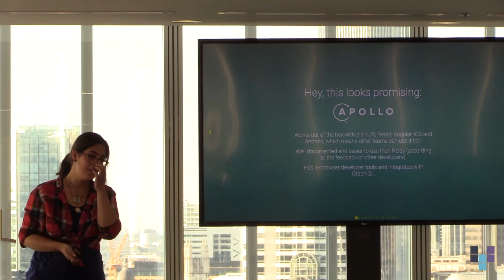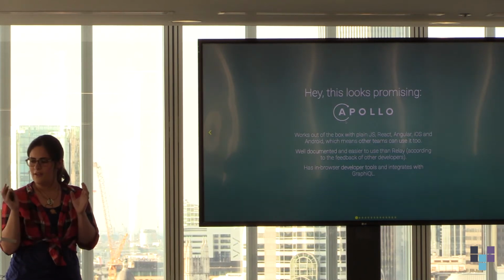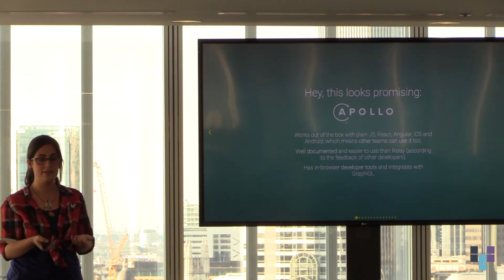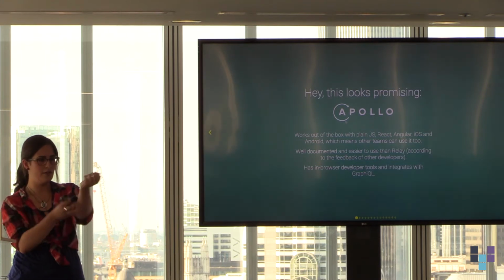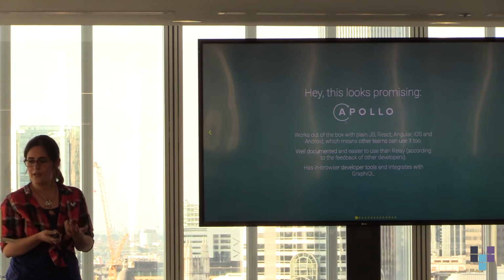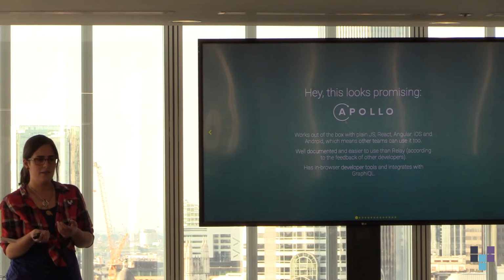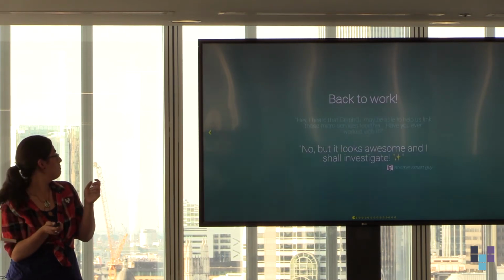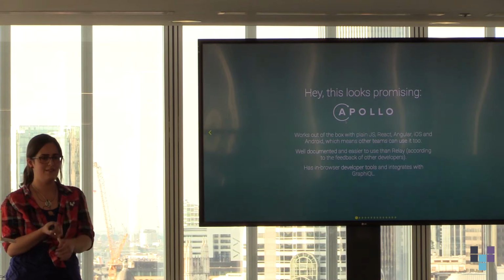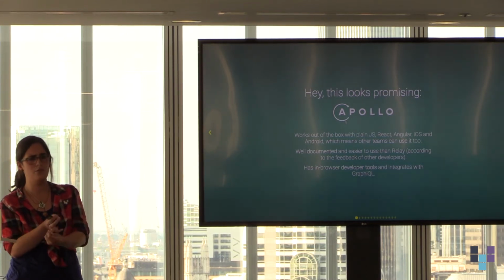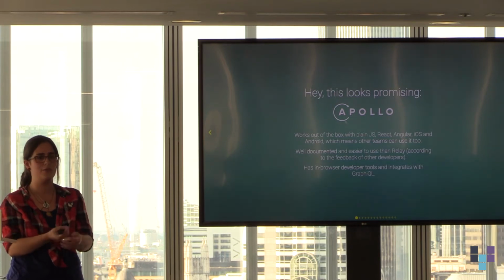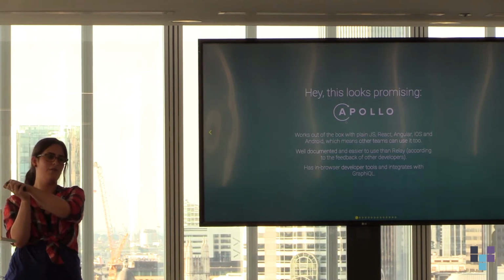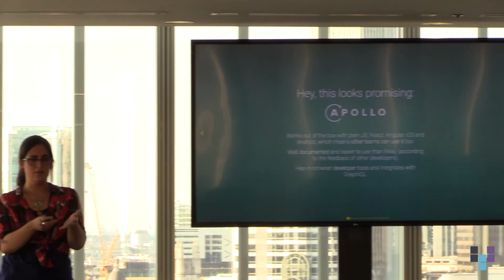He found Apollo. Apollo is a client and server implementation that lets you work with GraphQL really easily. I will show you in a bit how that works. The reason why we decided to choose it was that, first, it works with several types of front ends. It works with Angular, plain JavaScript. You can plug it into any framework. It works with React, which was what we were using. Works with iOS and Android. So this would be a really good idea because the company was also building iOS and Android apps.